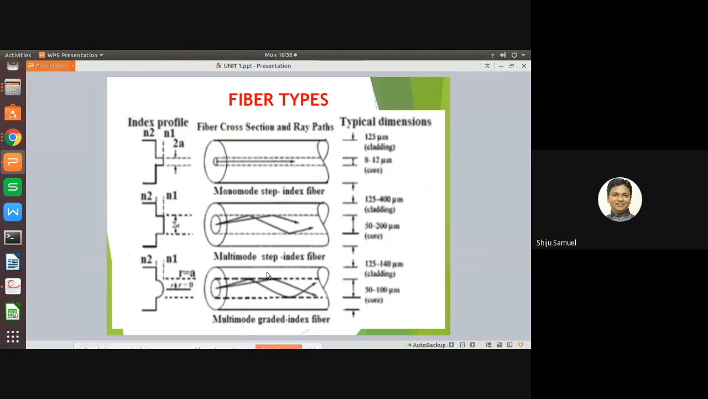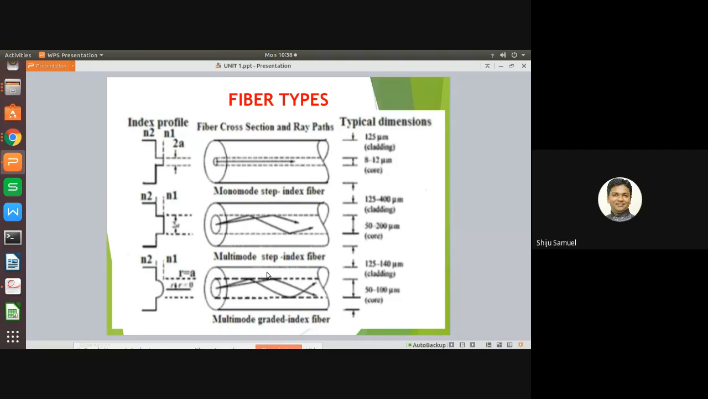Okay, so in this PPT there are three diagrams shown. In these three diagrams, first we have to understand what diagrams are available there. First one is the mono mode step index fiber. Mono mode step index fiber means single mode step index fiber, or otherwise we can say single mode fibers also. So in the mono mode step index fiber, already we know in optical fiber cable there are two major layers. First is the core, another one is the cladding layer.